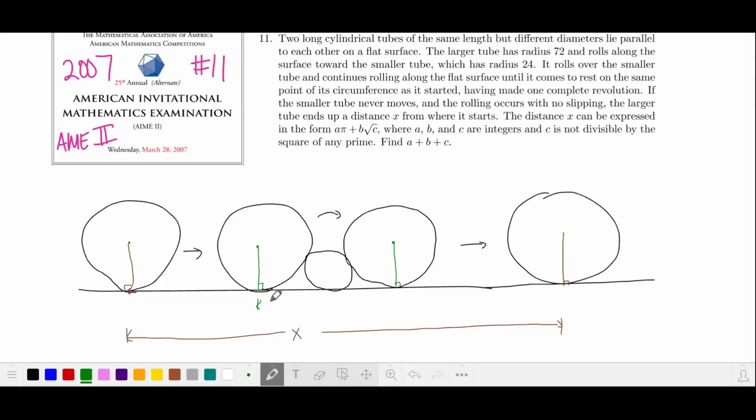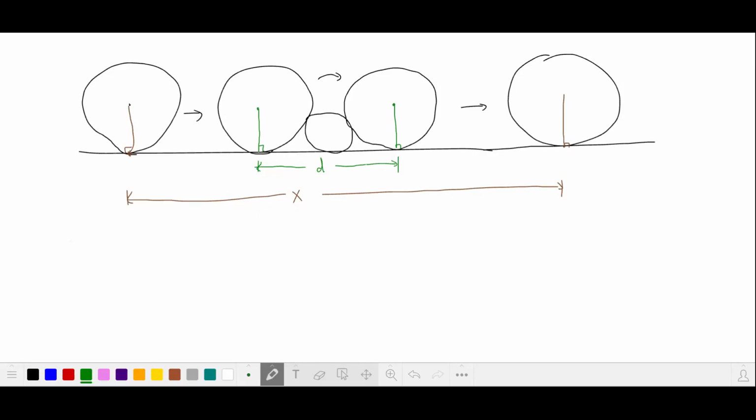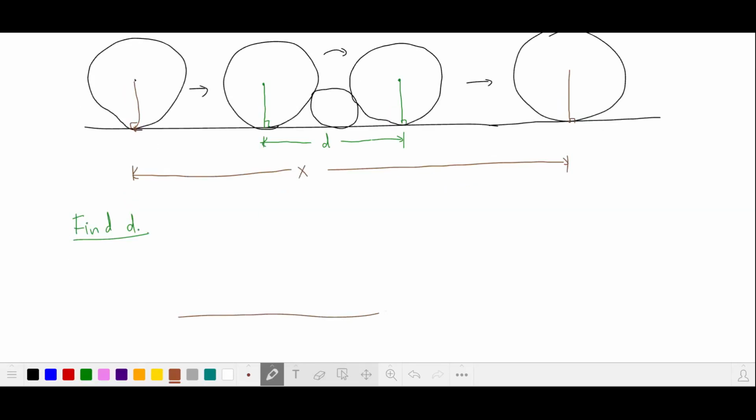We'll call this distance from the point where the larger tube is tangent to the smaller one to the point after it rolls over but is still tangent. We'll call this distance d. First, let's find d. I'll redraw the diagram with our larger tube and our smaller tube.